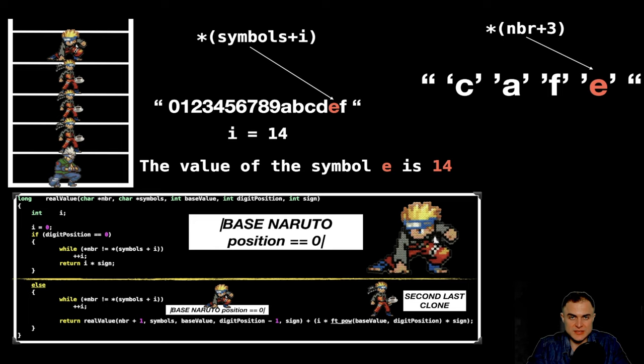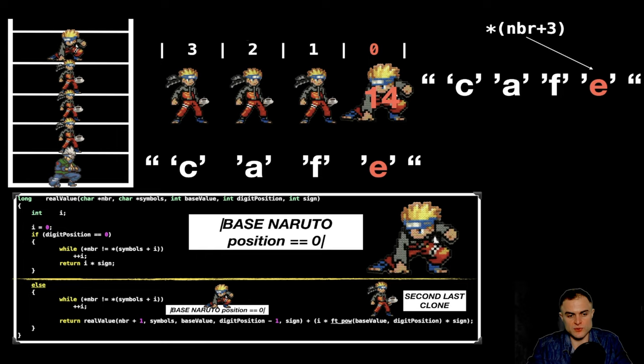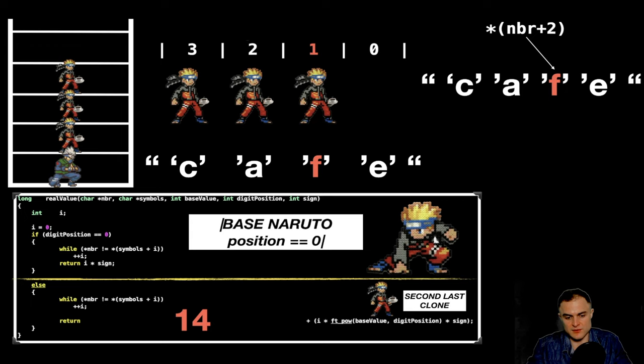So with the while loop, the base case Naruto is just searching for the value of its symbol. It's searching for the value of E, and it's going to get 14, of course. Then what is it going to do? It's going to return I, which is 14, times the sign. In our case, it's positive, so times plus one, it is irrelevant. So it's going to return 14. Look at that. It's going to return 14, boom, to the previous Naruto, which was waiting for it, right?